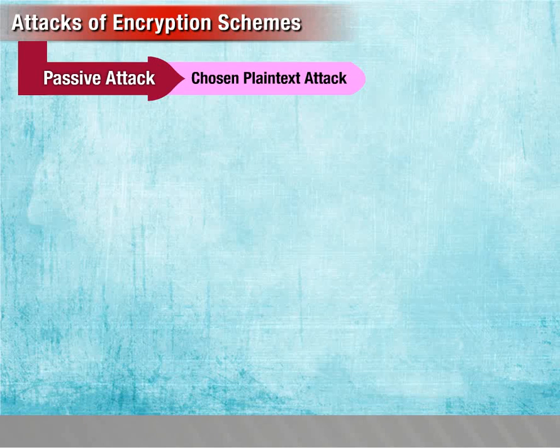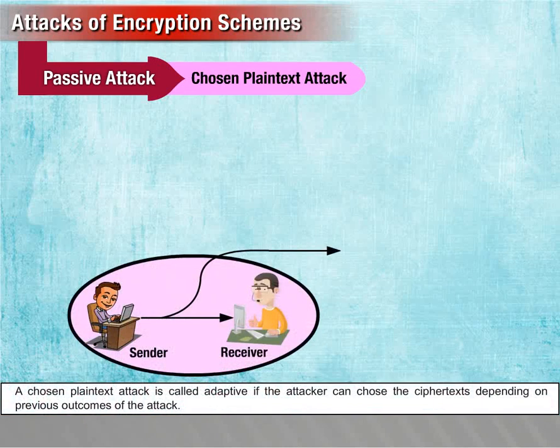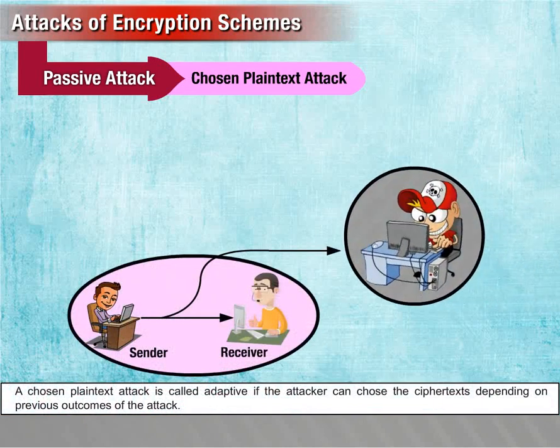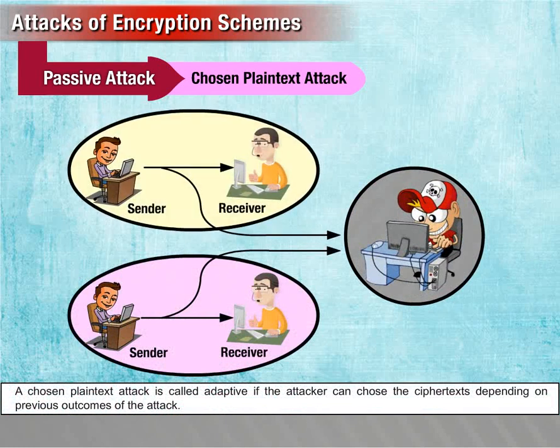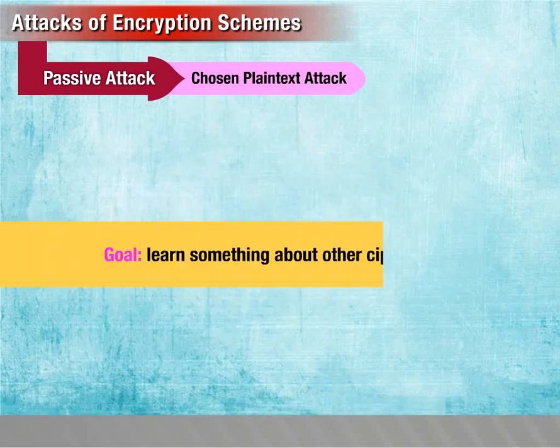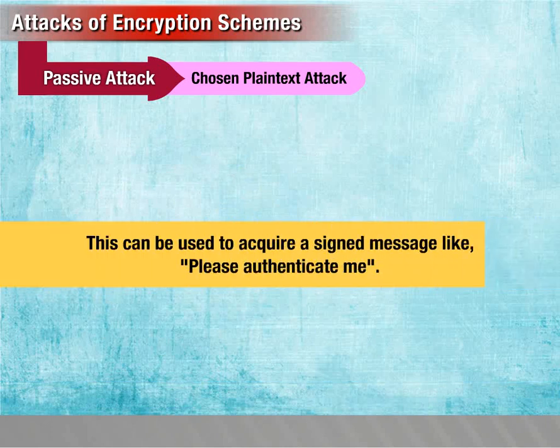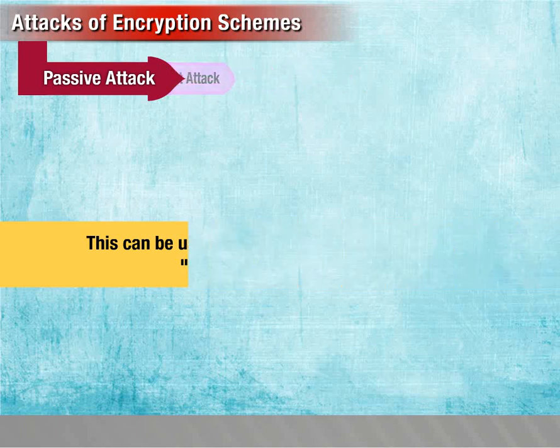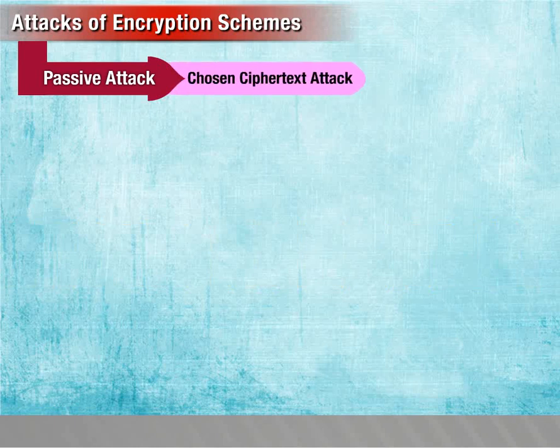Chosen plaintext attack. A chosen plaintext attack is called adaptive if the attacker can choose the plaintext depending on previous outcomes of the attack. Goal: learn something about other ciphertexts. This can be used to acquire a signed message like "please authenticate me." Chosen ciphertext attack.